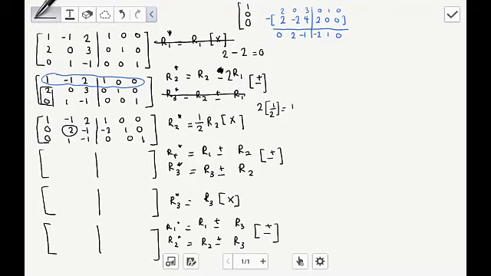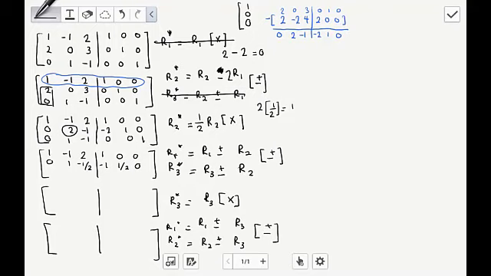Students, remember the changes are on row 2. There's no changes in row 1, so I'm going to copy row 1 as it is. Now row 2, we're going to multiply every element with 1 over 2. So we will be getting 0, 1, negative 1 over 2, negative 1, 1 over 2 and 0. I hope you are following this.